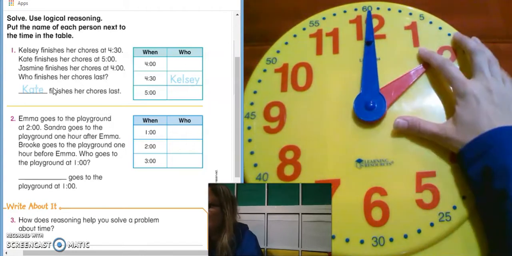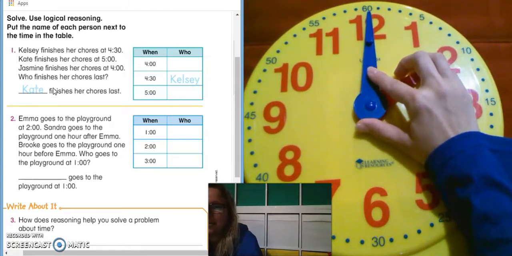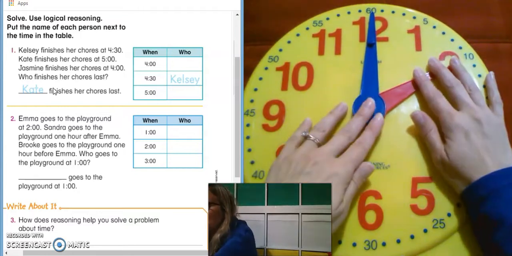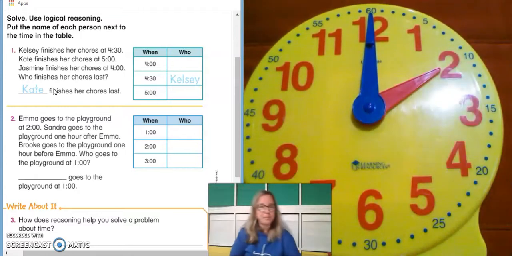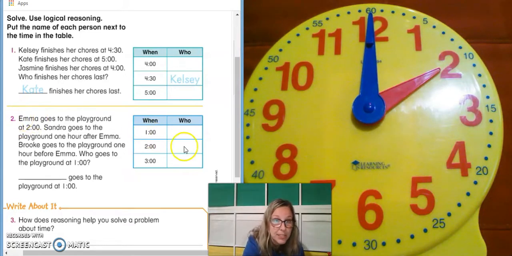2 o'clock. All right, Emma's going to the playground. That sounds fun. We haven't been to our playground in 2 months. Okay. Sandra goes to the playground 1 hour after Emma. Okay, so you can write Emma next to 2 o'clock. So here's 2 o'clock. Put Emma.